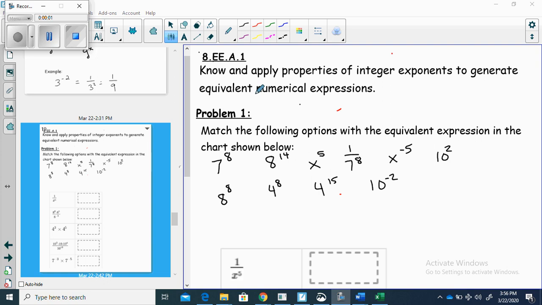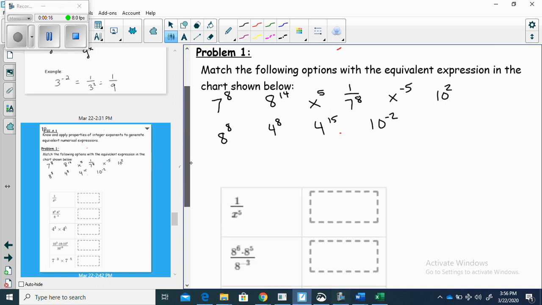First problem under 8.EE.A.1, equations and expressions. In this, we're working with exponents. Problem 1 says to match the following options, these here, with the equivalent expression in the chart shown below.